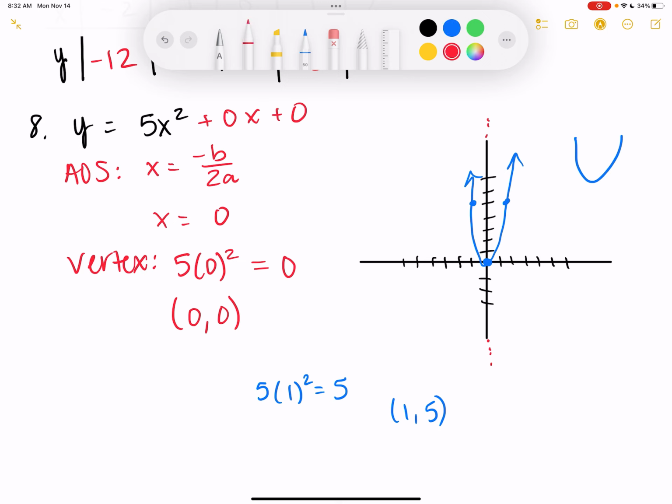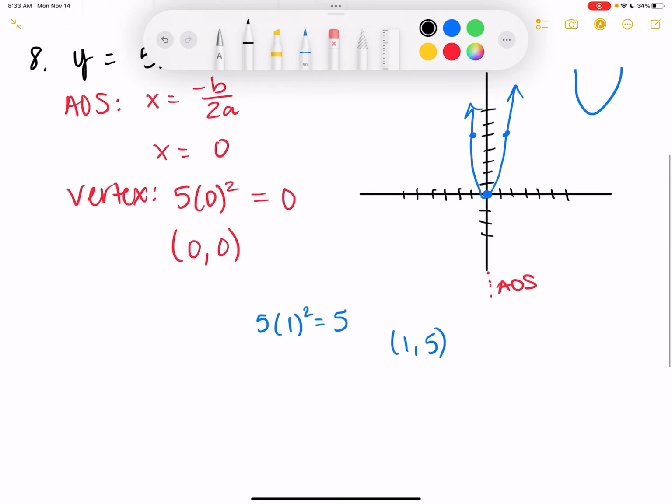I'm just going to make a note here, since it's harder to see this one, that it's the axis of symmetry. Let's look at the next one. Number 10, we have y equals -x squared. So if this is negative, it opens up or down? Down. So I'm going to go ahead and note opens down.